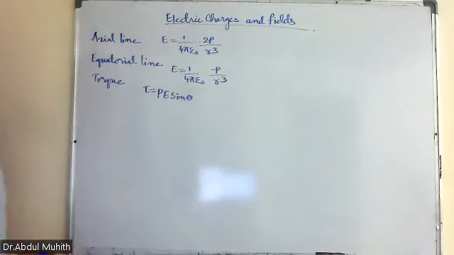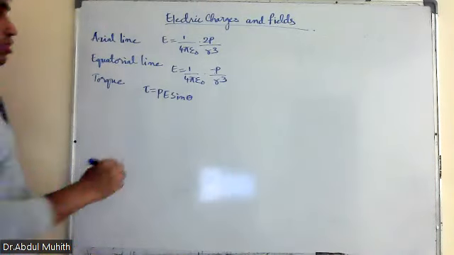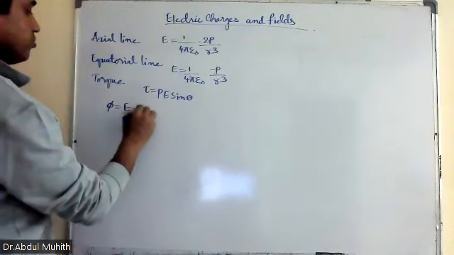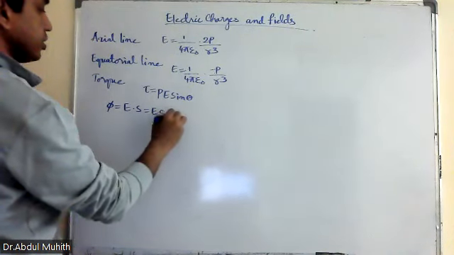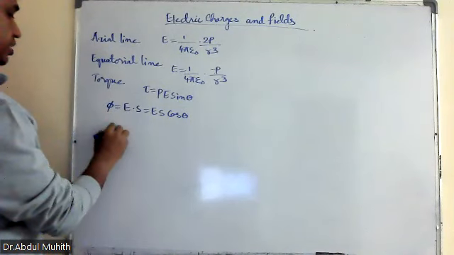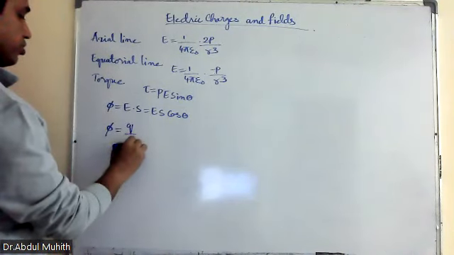And what is the flux formula? Electric flux formula is phi equal to E dot delta S, which is also equal to E S cos theta. Now, next one is Gauss law. Gauss law says that phi is equal to Q by epsilon 0. This is Gauss law.